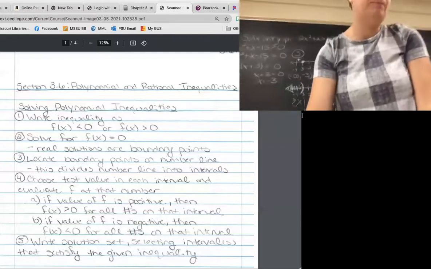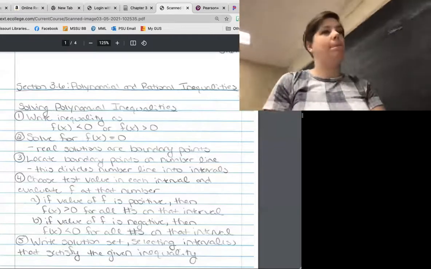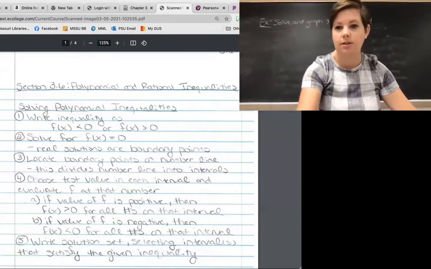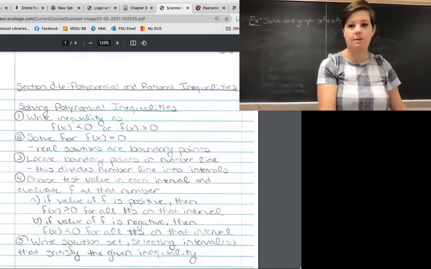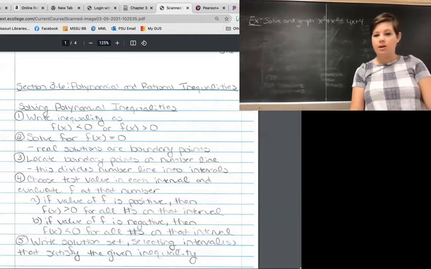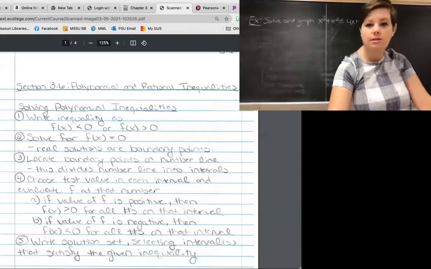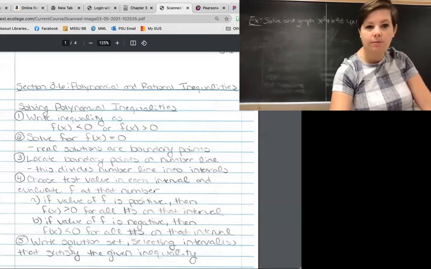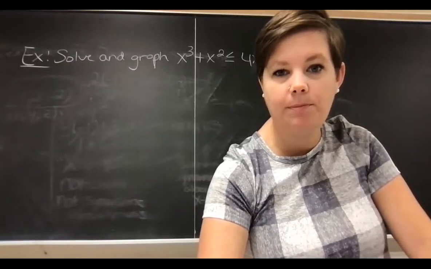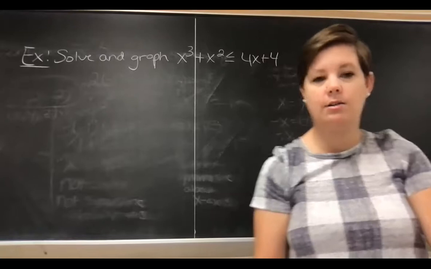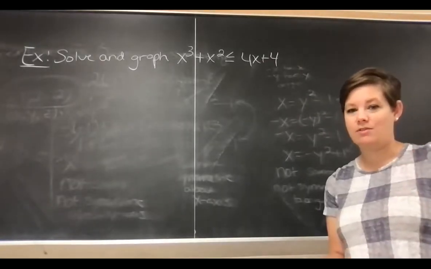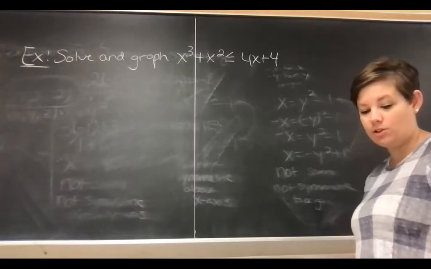We'll do another one. All right, here is another example. We are going to solve and graph this. Here, I'm going to stop the sharing for this one just so I can make it bigger for you guys, and then I can reshare later. Now that we've seen how the steps work, you don't necessarily have to see the list in front of you.